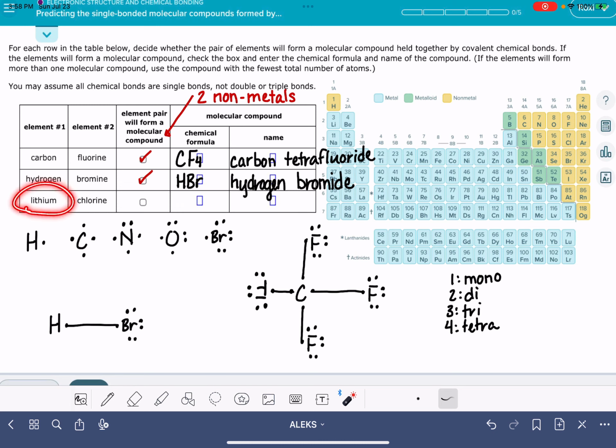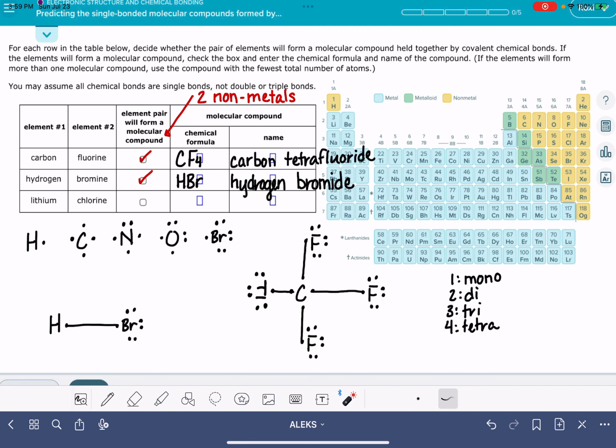Okay, last one, we have lithium and chlorine. Lithium is located right here on the periodic table. That is a metal. That means it is not possible for this to be a compound formed between two nonmetals, and that means I'm not going to check this box. It will not form a molecular compound. Since it's not forming a molecular compound, I cannot come up with a formula or a name. So I'm done with that.